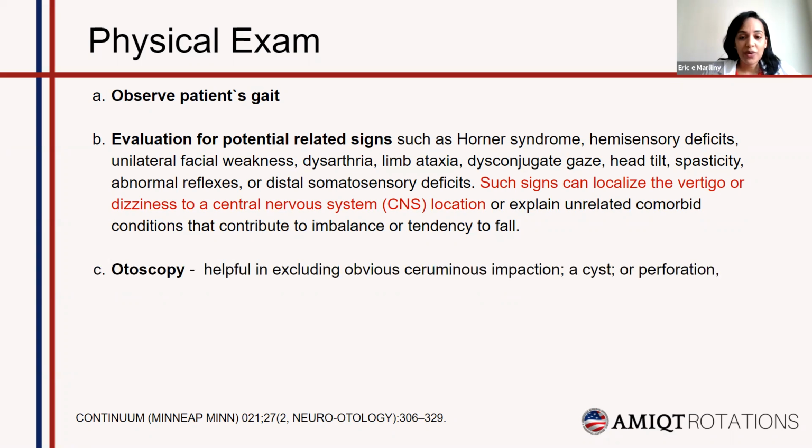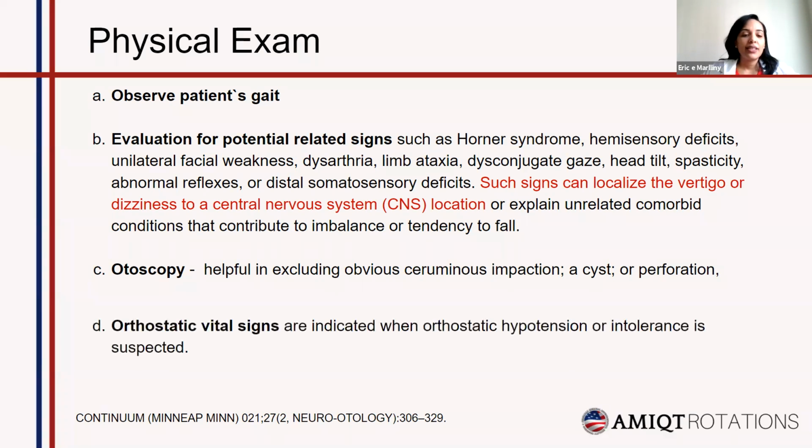Otoscopy is also very important. Sometimes we don't use it, but it's very helpful in excluding obvious causes like cerumen impaction, a cyst, or perforation. And it's also important to perform orthostatic vital signs if you suspect that the patient has orthostatic hypotension or intolerance. We have to check the blood pressure when the patient is supine, sitting, and standing.